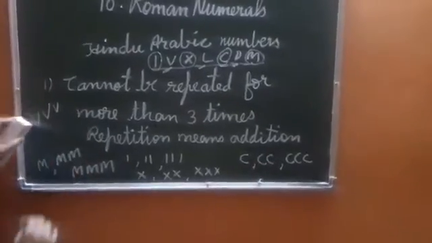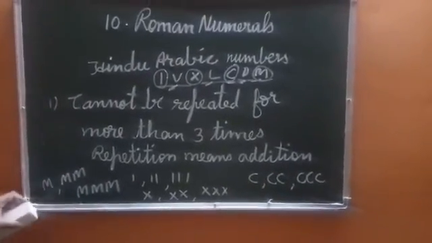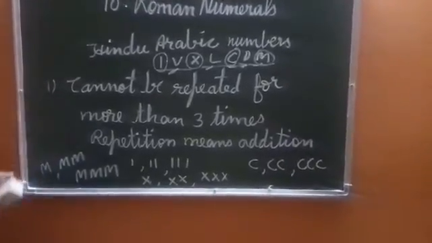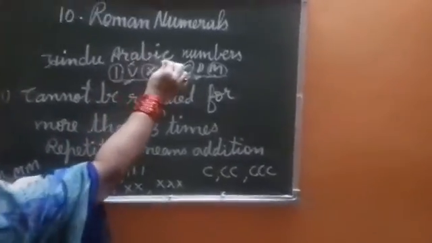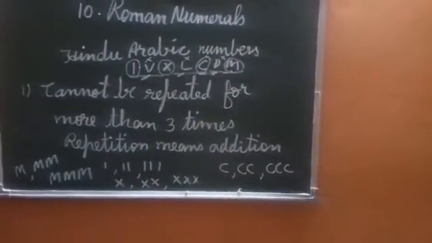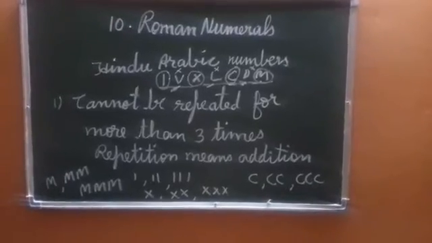For 15 we will not write VVV. If we have to write 100, we will not write LL, 50 plus 50. No. 5 is not repeated, L cannot be repeated and D cannot be repeated. Remember this thing, children. So regarding repetition, there are three things.